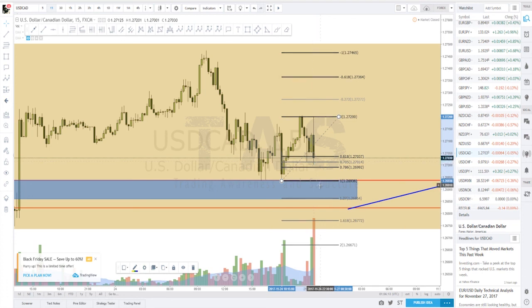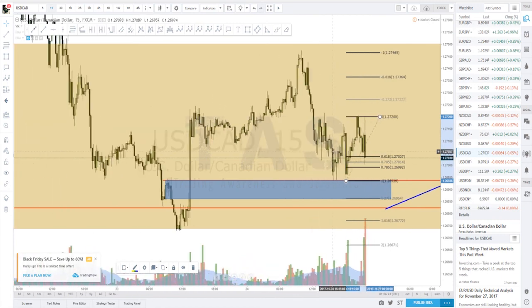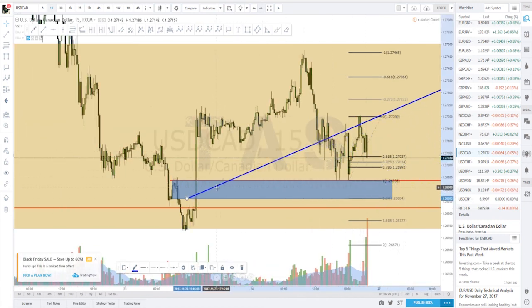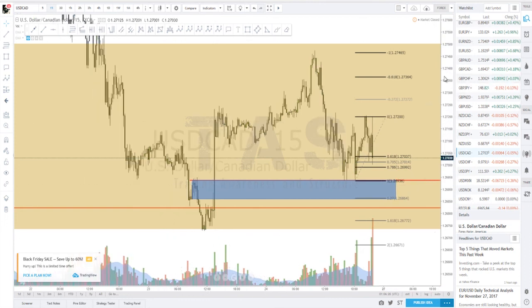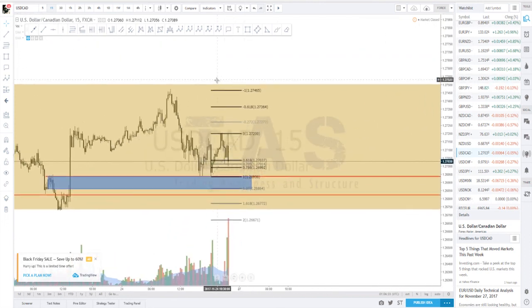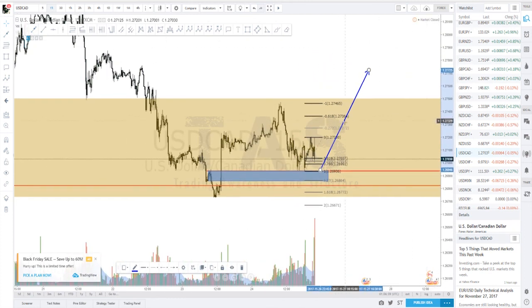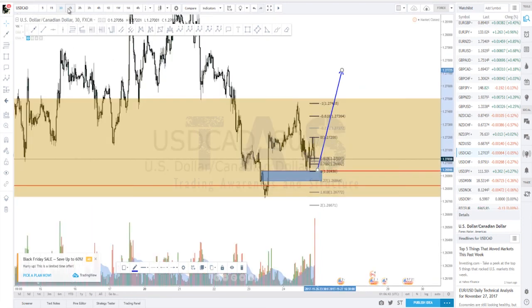But as I did not enter this already, I'm going to try and see if next week there will be an entry here. So let's adjust this. We're going to look for an entry point somewhere around here. And where are we going to? That's the most important question.